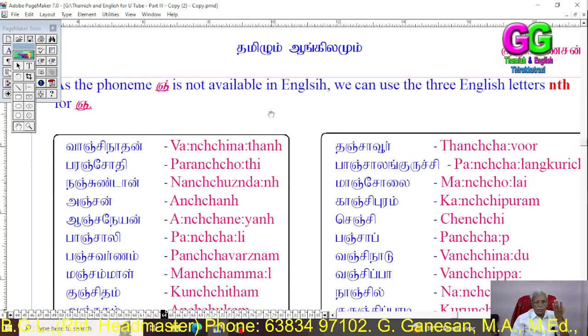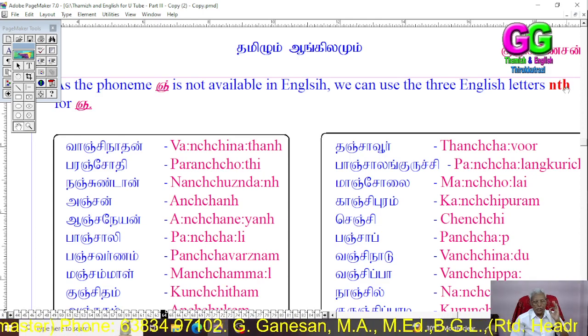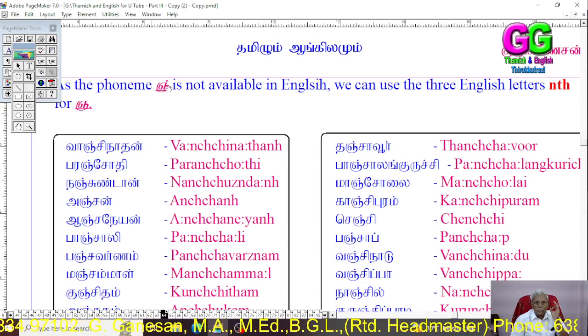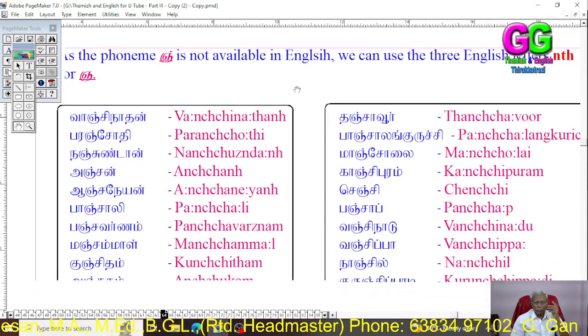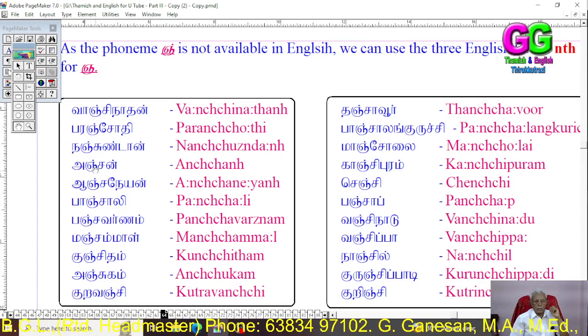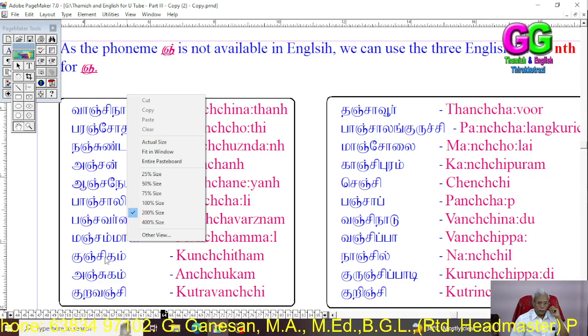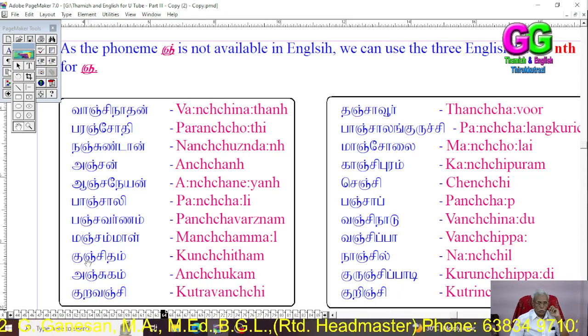So my suggestion is using NTH, NJ to refer to the phoneme. Let us use NJ. Then only we can establish the permanency of the phoneme. Vansinathan, Paranjodi, Nanjunda, Anjan, Anjaneyan, Panchali, Panchavarnam, Manjammal, Kunchidam, Anchugam, Kuravanchi.